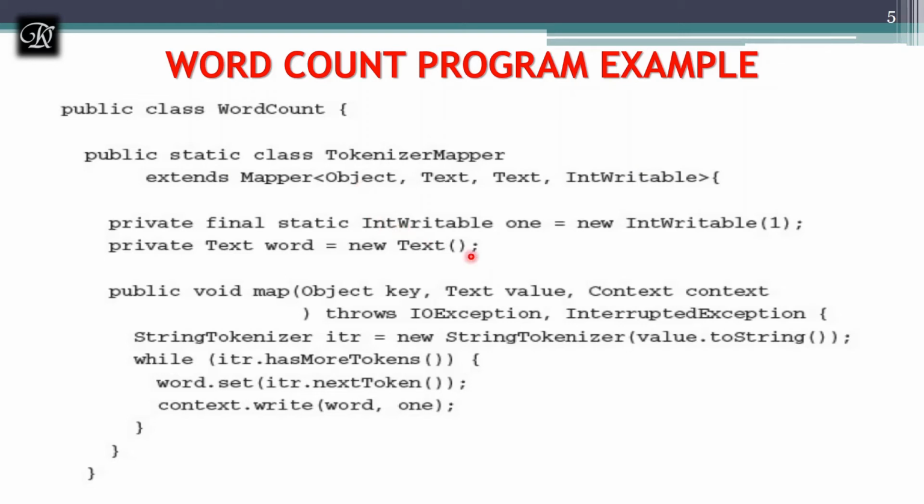Then inside that I'm creating one object to read whatever data is fetched from the input file. I'm going to map it with the given parameters, that is our key, value, and the context. If there are any errors, we'll handle them with exceptions. Here we are going to iterate through each token, and we are going to set them with the key and values.